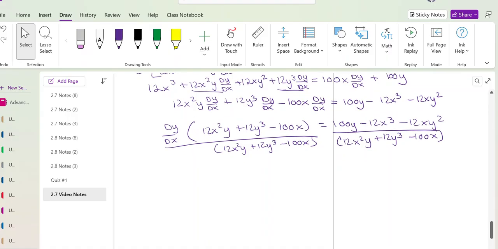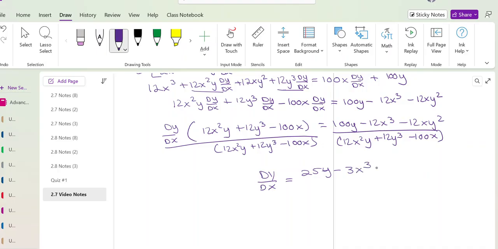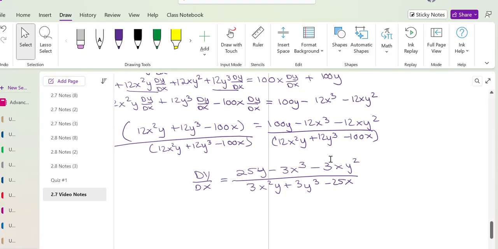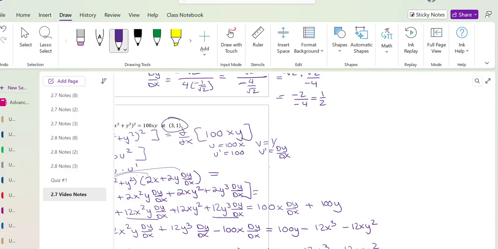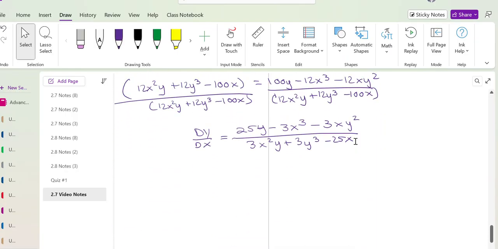Now, the only thing you can do to simplify it is that every term is divisible by 4, right? So you could make it 25y minus 3x to the third minus 3xy squared over 3x squared y plus 3y to the third minus 25x. So now you're just going to substitute, because you're trying to find the slope at the point 3, 1. You're going to substitute 3 for x and 1 for y.